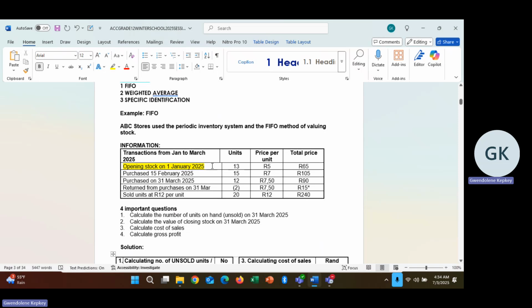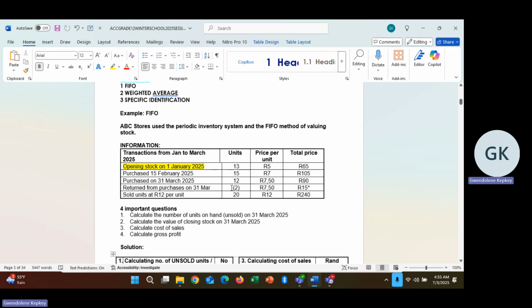So the month is March. The units that we have available, it's from January to March. So we're looking at a 3-month period. My opening stock for January is 13. Then I've purchased for the 2 months in total 27 items. How do I know I've purchased? It is my 15 in Feb. It is my 12 in the month of March. And together I get 27.